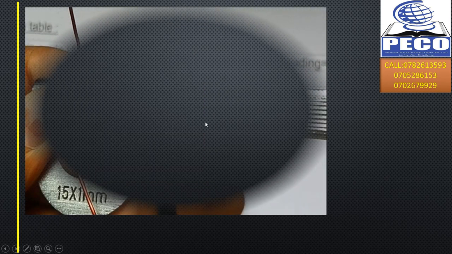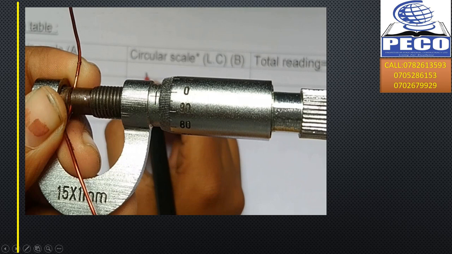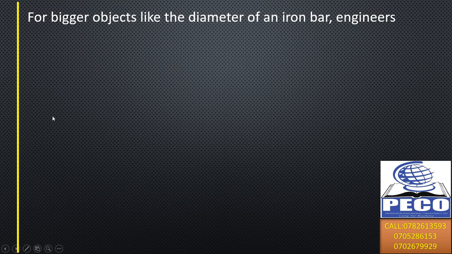The wire is placed in between these jaws here, and the instrument is ready. How to read this you'll understand later in physics, when I will be using the micrometer screw gauge to measure. For now, I just want you to know that they are used for measuring small diameters, like the diameter of a wire or small thicknesses.